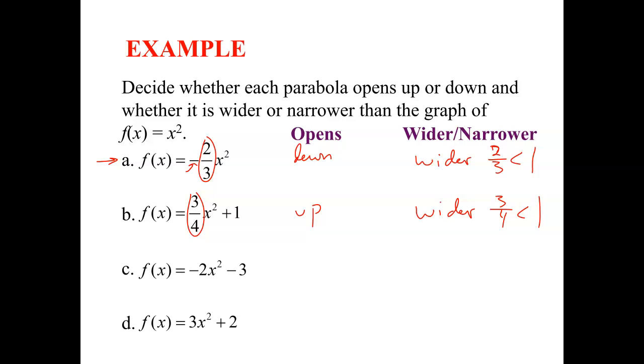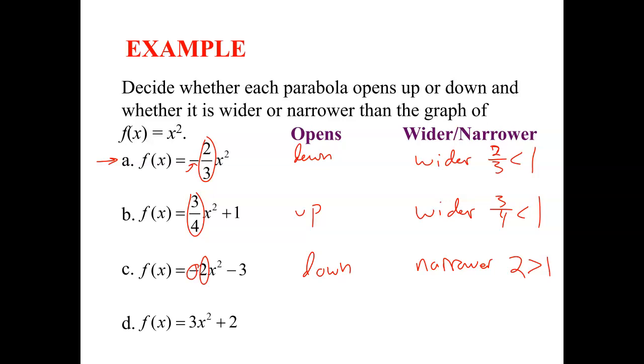C. Up or down? Down. Same reason as A. It's negative. Is it going to be narrower or wider? Narrower. I don't care about the negative, I care about the 2. Narrower, because 2 is greater than 1.